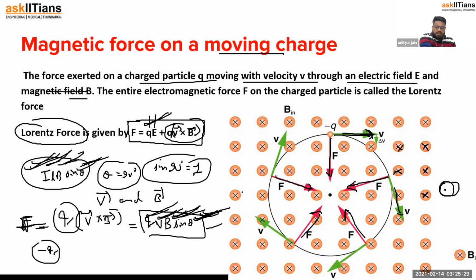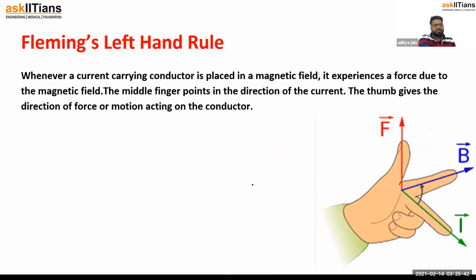So now I hope it is clear that whenever current flows through a current carrying conductor, it experiences a magnetic force, which is given by ILB sin theta. If we are talking about a charged particle, then the force will be given by QVB sin theta. Done.